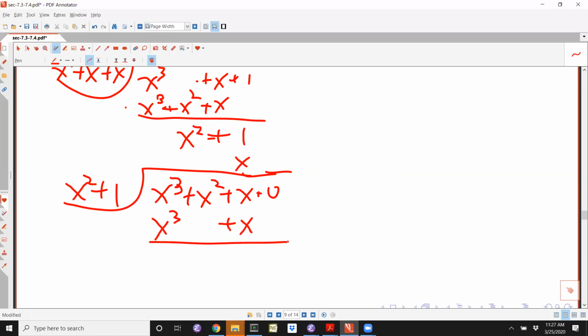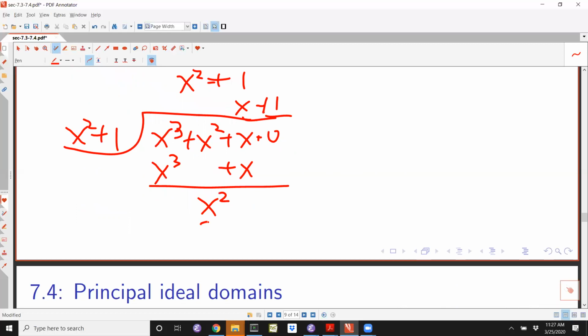We're not done yet. We have an x squared here, and then we have a plus 1. So x squared plus 1 goes into x squared 1 time. We get x squared plus 1. Whew. And we get a remainder of 1, and so that must be the GCD.